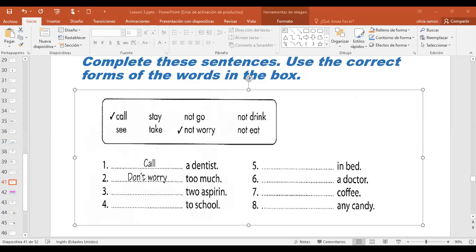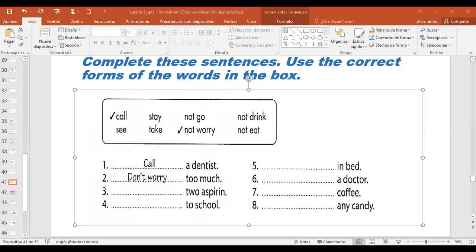Don't drink coffee. Okay. That's impossible for me. Okay. Don't drink coffee. And the last one? Don't eat any candy. Okay, very good. So what about number five then?